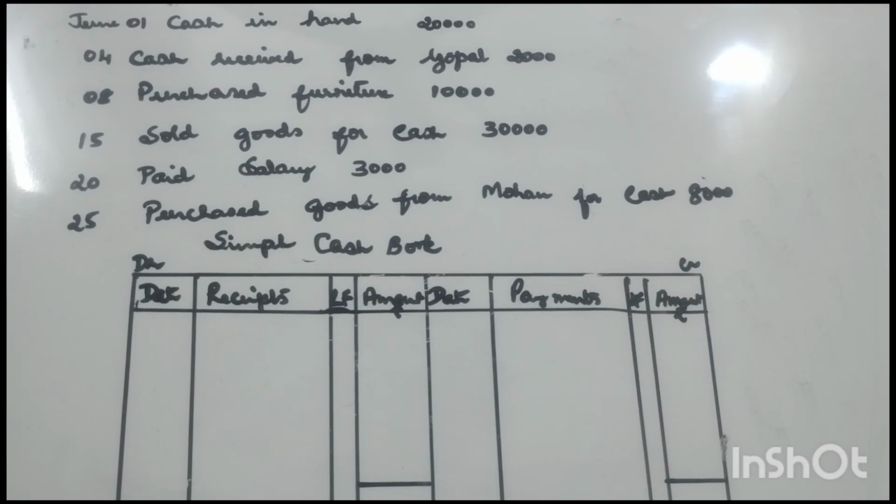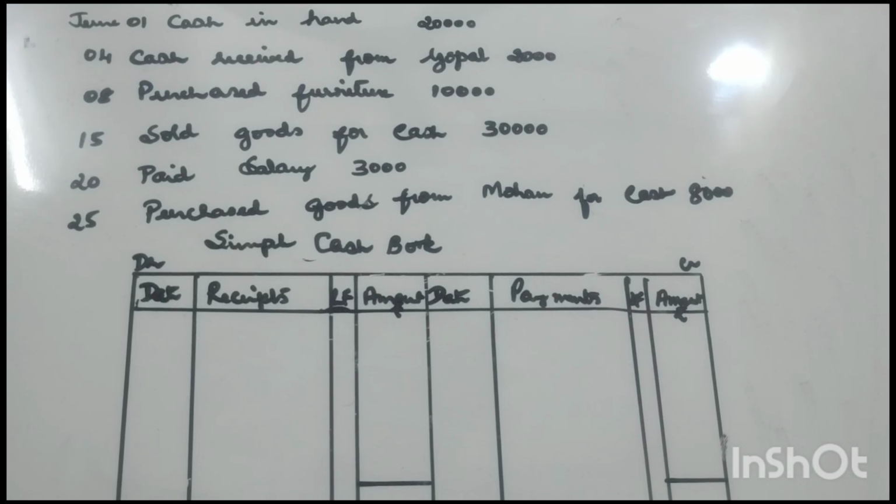Next, June 15th, sold goods for cash. The firm has made sales. So for cash, in the sense, as the goods are sold, the firm has received cash worth rupees 10,000. So there is receipt of cash that has to be debited. So record as sales account under debit side with 30,000.